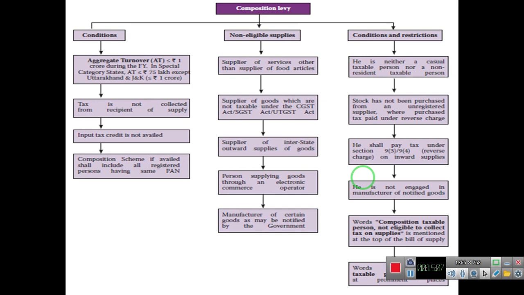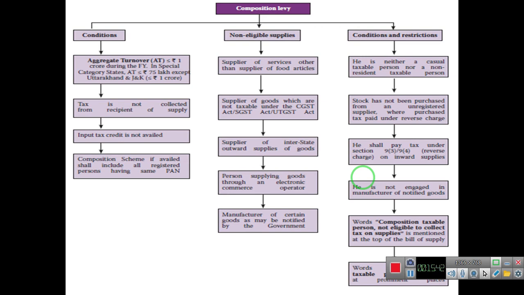In case of composition scheme, the non-eligible supplies are supplier of goods which are not taxable under any type of GST, supplier of interstate outward supplies of goods, person supplying goods through an electronic commerce operator, and manufacturer of certain goods as may be notified by the government. These categories of persons can't opt for composition scheme.